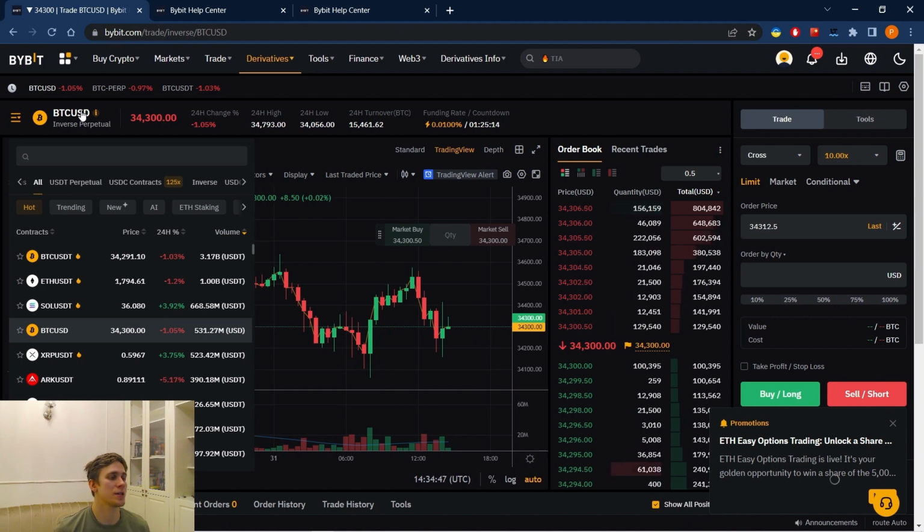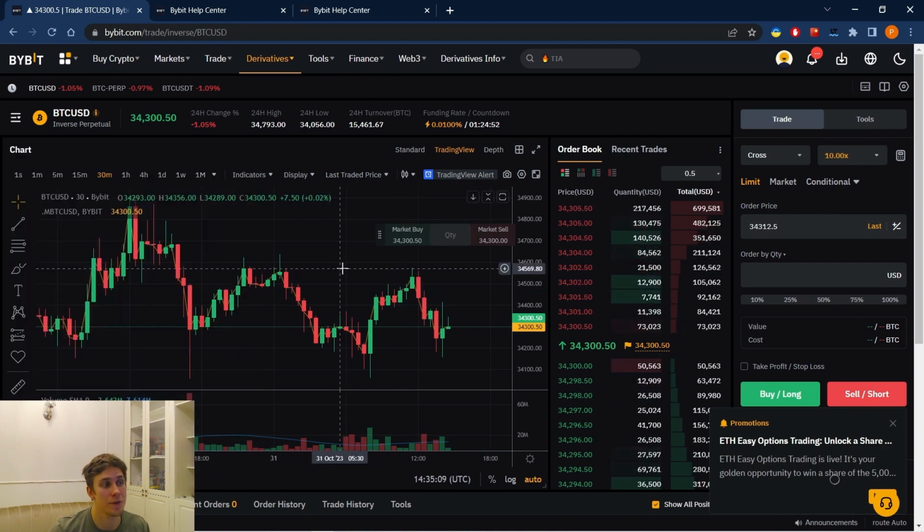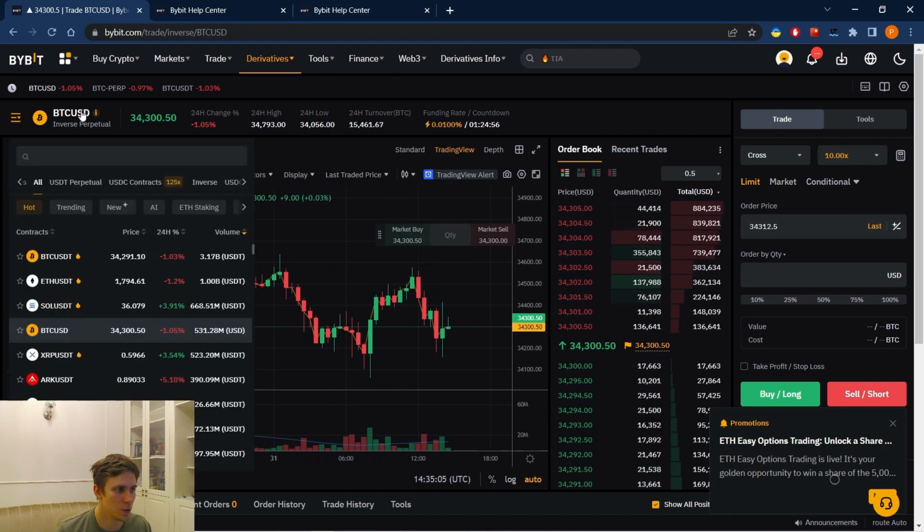Inverse contracts are suitable for opening long positions. For example, a trader opened a long position on an inverse Ethereum contract. As Ethereum grows, you will make a profit in Ethereum. The dollar value of the accumulated Ethereum will increase along with the price of Ethereum. The profit in this case will be greater than when using linear contracts.